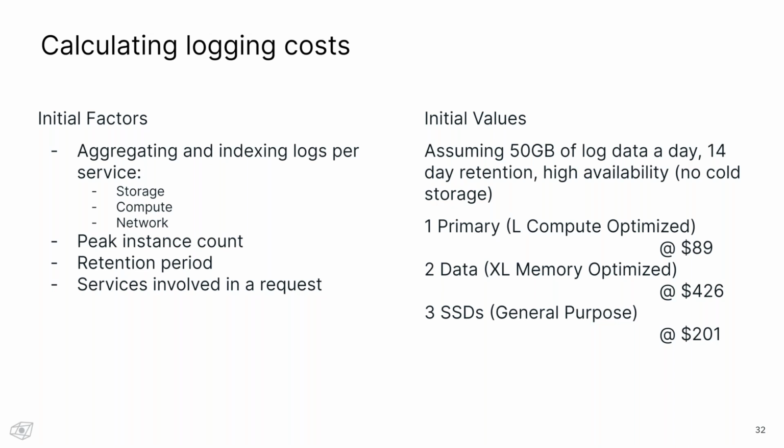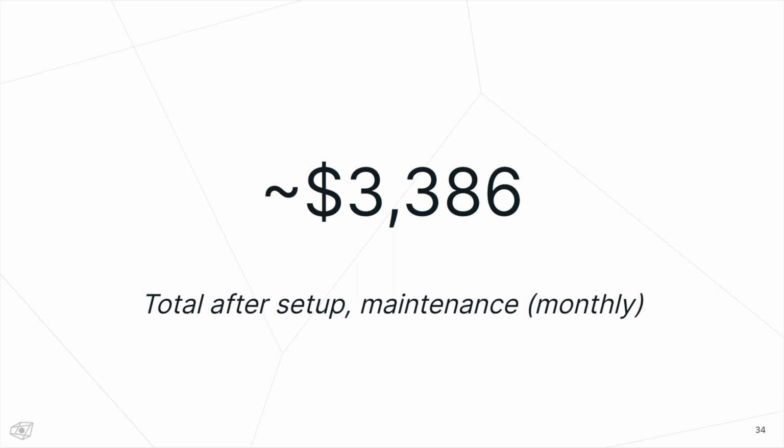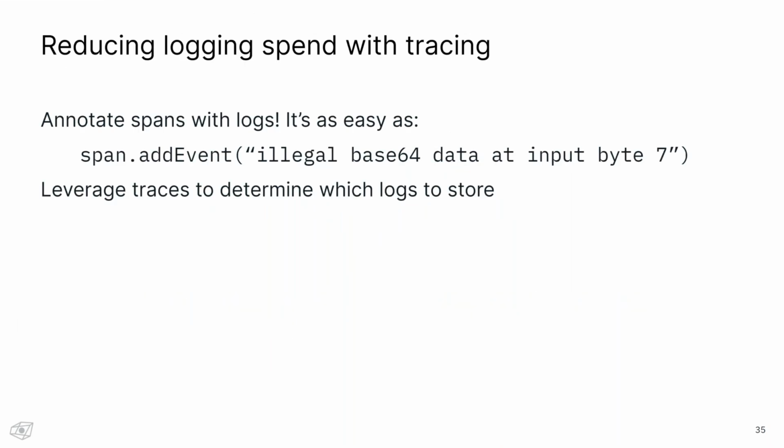I want to retain that for 14 days, and I want it all highly available, so nothing going into cold storage. Then here's some prices. I pulled these from AWS a while ago. 716 bucks a month, not a ton. However, when you factor in the engineering time it takes to set up and maintain my logging stack, and 50 gigs of logs is not a ton, honestly, but these costs start to increase very, very quickly. And it's the human costs, the operational costs that really start to drive it up.